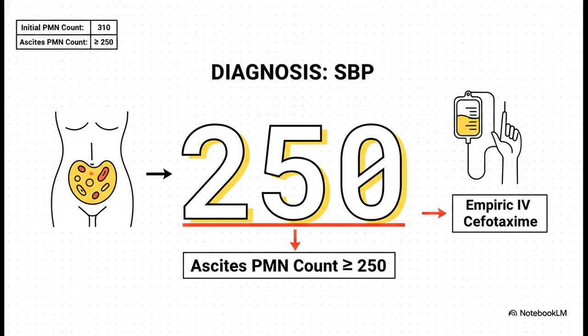Now here is the magic number you need burned into your brain, 250. Going back to our patient with a PMN count of 310, an ascites neutrophil count at or above 250 is a hard red line. It dictates the immediate, non-negotiable execution of empiric IV cefotaxime. You do not wait for cultures. At 250, you have a confirmed diagnosis of spontaneous bacterial peritonitis, and you act.